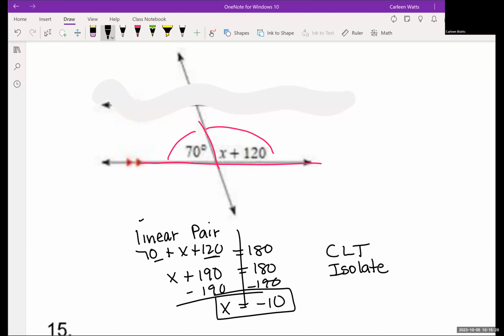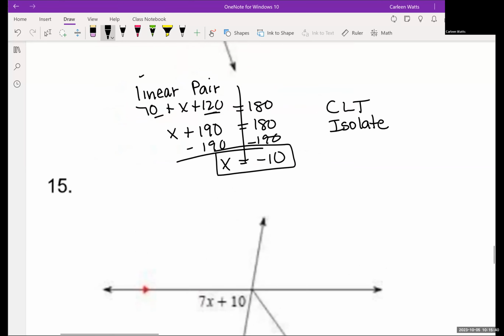Okay, team, how we doing? Hanging in there? Okay, good. So this is an entire week's worth of geometry, all in an hour, hour 15.